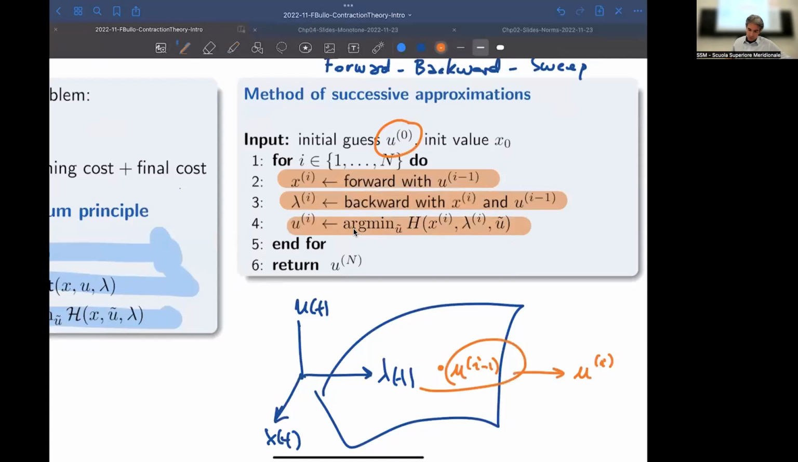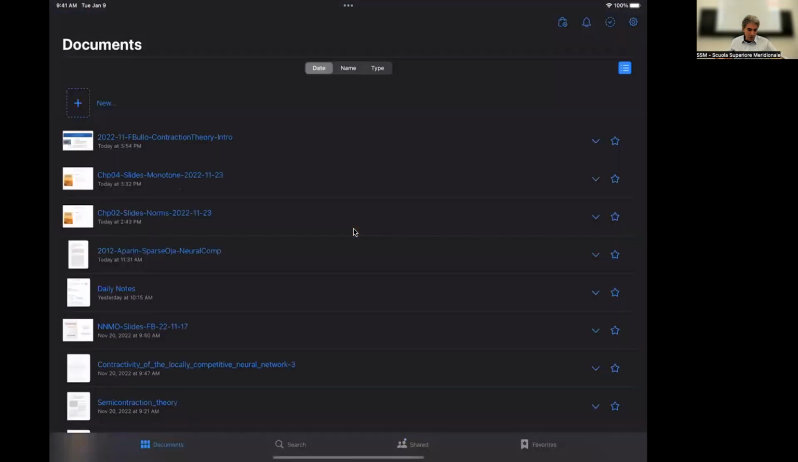All right. And you iterate this method. This is called the method of successive approximation, the forward-backward sweep. The variable is the control signal from time 0 to time capital T. You give me the control signal at time 0, and I keep iterating. I get more and more versions of the signal.